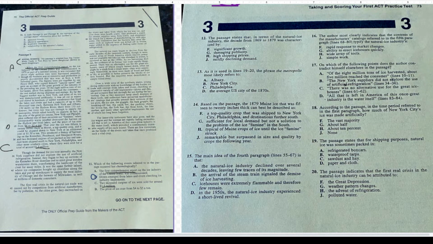Okay, and keep moving. The passage states, in terms of natural ice industry, the decade between 1869 and 1879 was characterized by. Okay, here's 1879 right here. The figures were, okay, Hall, who signed himself special agent. Oh, right there, the preceding 10 years. Okay, great growth right there. So significant growth, damaging publicity, high shipping prices, or mildly declining. It is great growth.